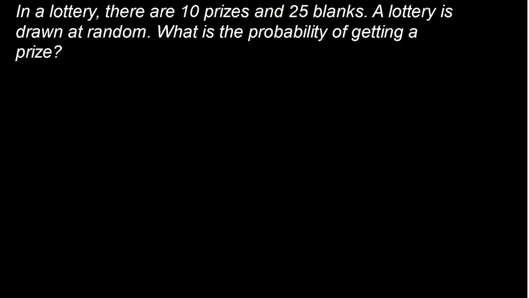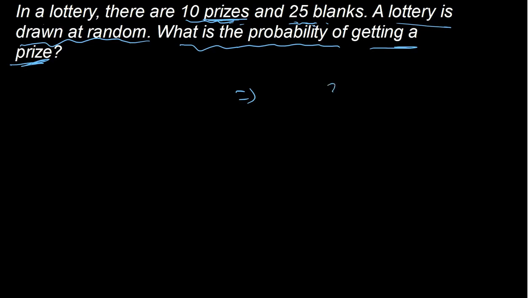In a lottery, there are 10 prizes and 25 blanks. A lottery ticket is drawn at random. What is the probability of getting a prize? Okay. So what should we do? 10 prizes are there, 25 blanks are there. A lottery ticket is drawn at random. What is the probability of getting a prize? How many total tickets are there? So obviously the total is 35. So out of that 35 you have to get these 10 prizes.